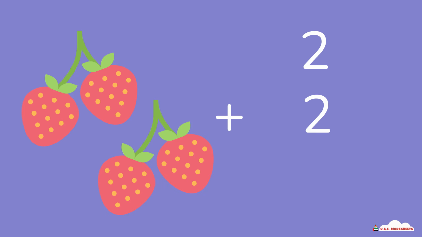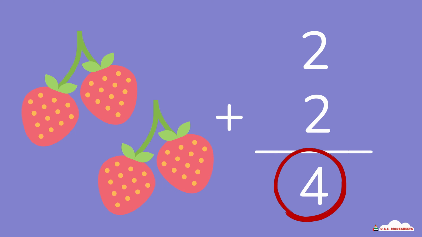Bella has 2 strawberries. She gets 2 more strawberries. Now we have the addition question 2 plus 2. When we add the numbers together, 2 plus 2, we get 4 as the total answer. Now, Bella has 4 strawberries. This was an example of addition because we put 2 numbers together to make a bigger number.